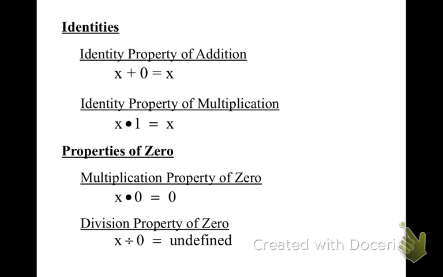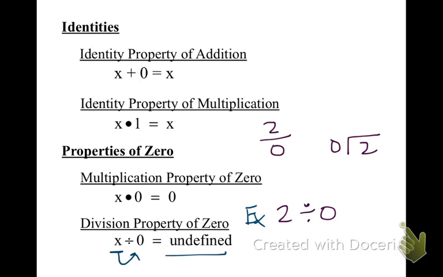Now, the division property of 0. If you divide any number by 0, you get an undefined answer. And you ask, by undefined, what do you mean? So here's an example that I want you to write down. Let's say I give you 2 divided by 0. Another way of rewriting it is 0 dividing into 2. Now, 0 times what number is going to give me 2? Well, the answer is, there is none.